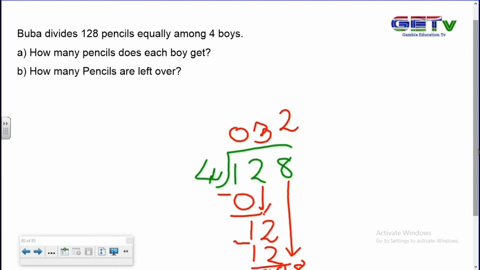Question B, how many pencils are left over? There is no remainder, so there is no left over. This one is division without a remainder. If there is a remainder, that remainder will answer this question B, that is, how many pencils are left over. But we don't have any remainder, so therefore there is no left over.